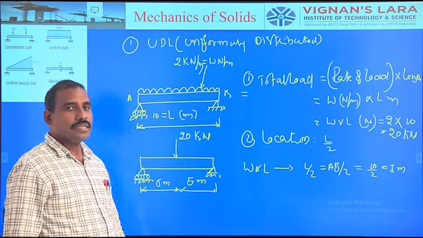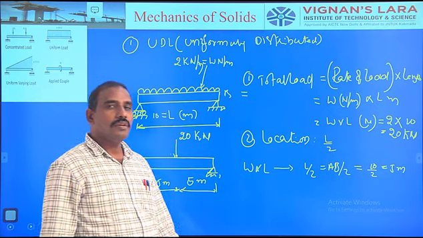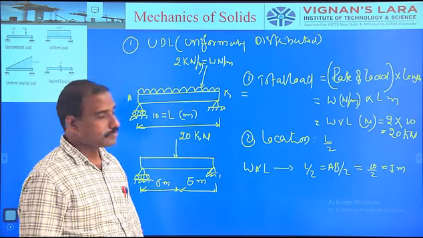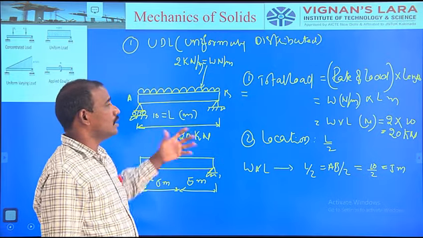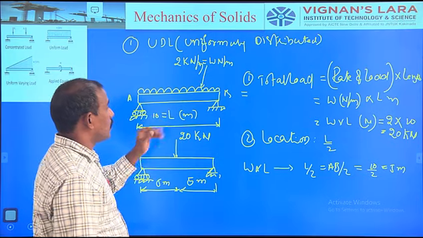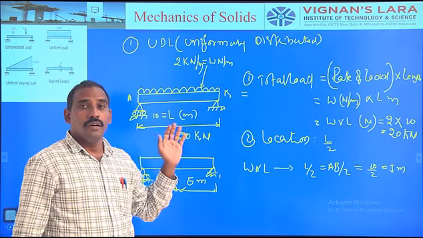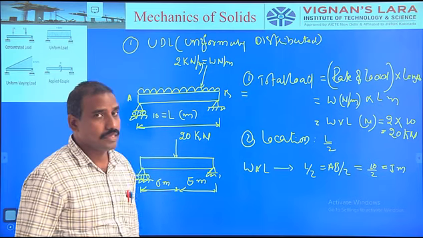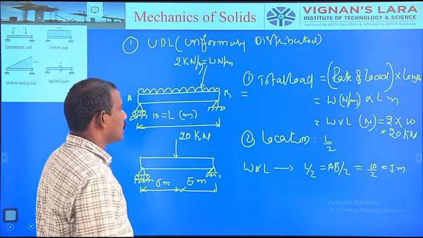One is the calculation of the total load and the location of the point load at which it is concentrated. So this is the procedure to calculate the shear force and bending moment, to convert the distributed load into a point load. So let us take one more example for better understanding.